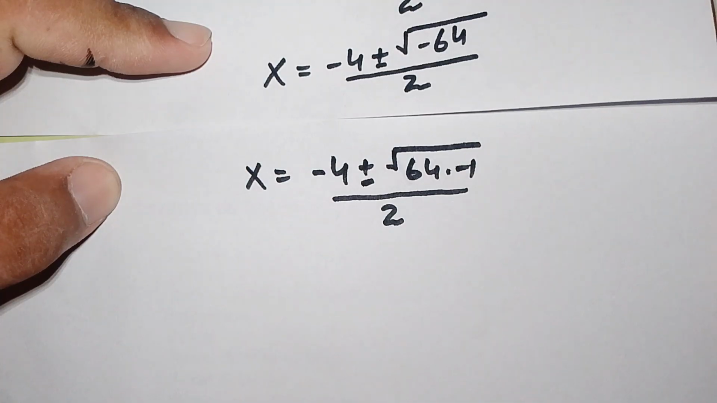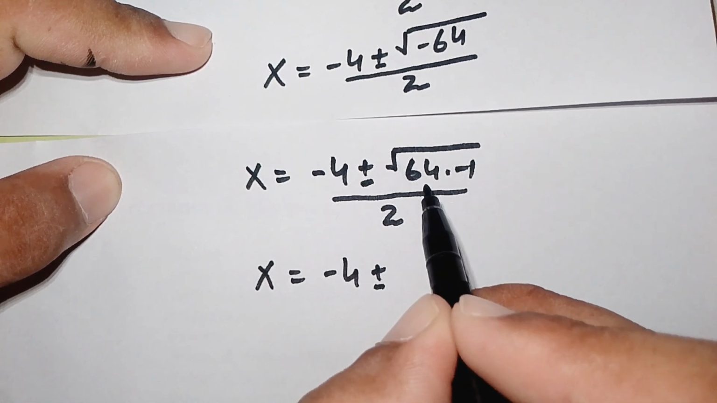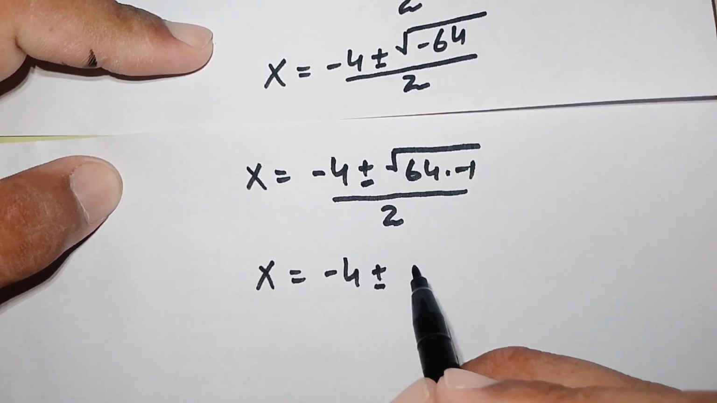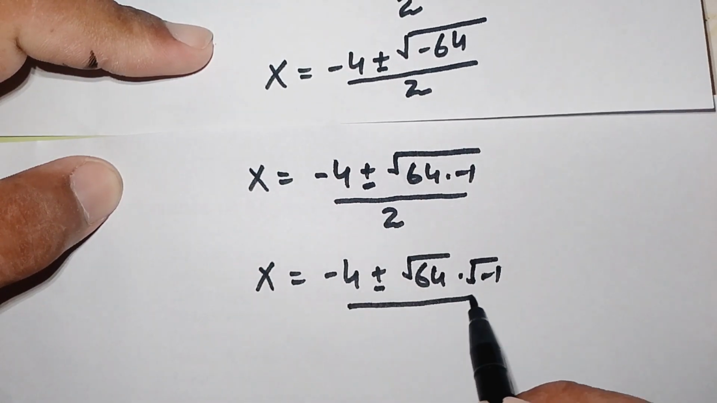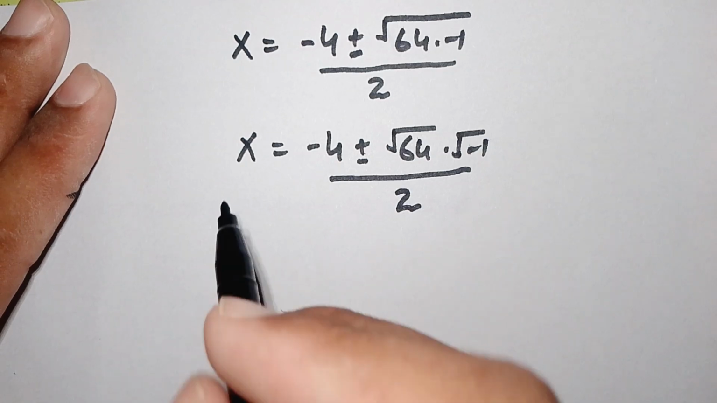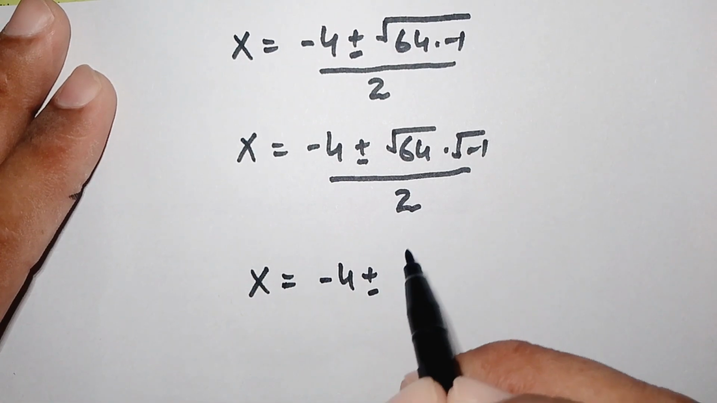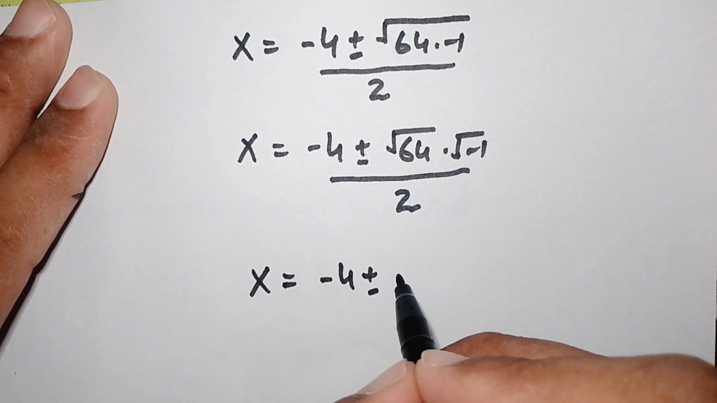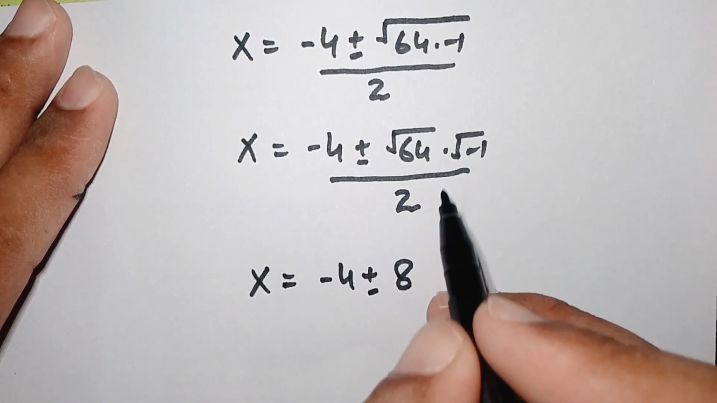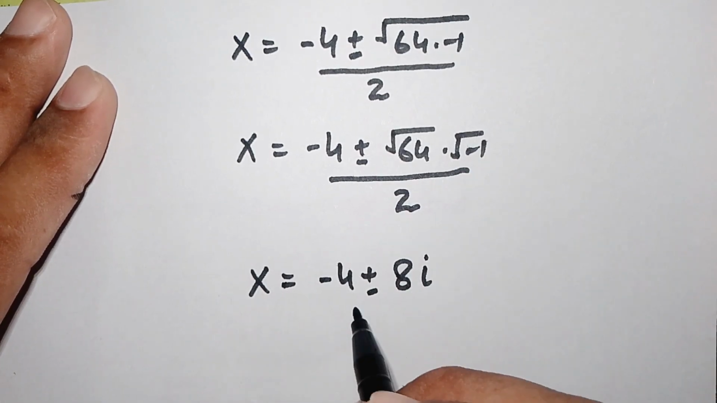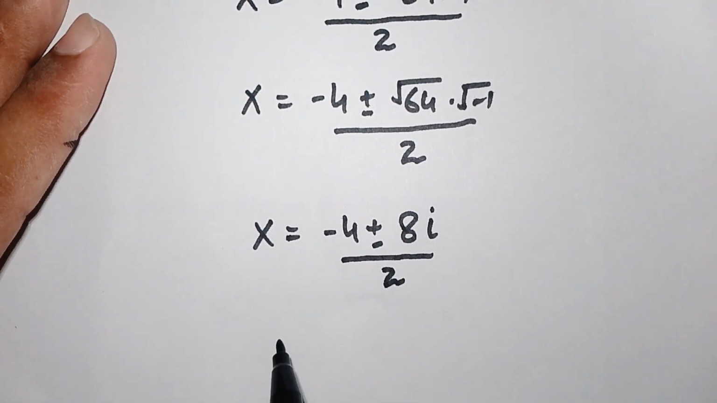x is equal to minus 4 plus minus, we have to separate the square root, so this will become square root of 64 times square root of minus 1 divided by 2. x is equal to minus 4 plus minus, we know that square root of 64 is equal to 8, and square root of minus 1 is equal to i, divided by 2.